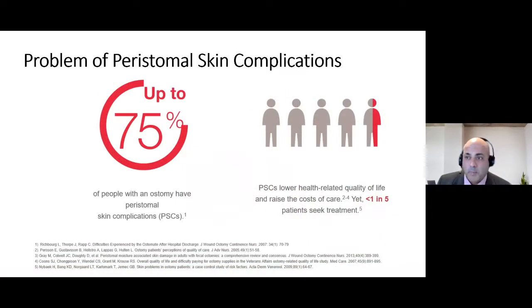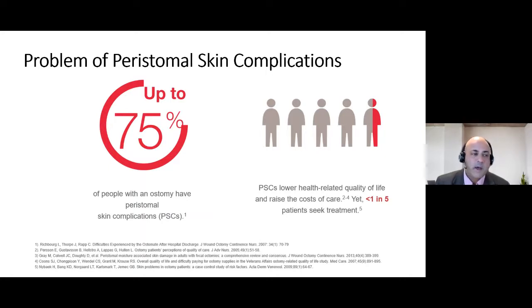When we look at the problem of peristomal skin complications, what the research has found is that up to 3/4 of the people with an ostomy, or 75%, may have peristomal skin complications at a certain point in time. So that's quite a bit. That's really 3 out of 4 people.